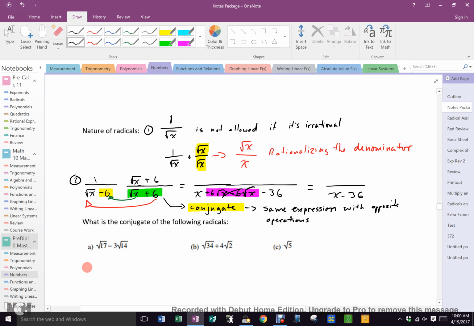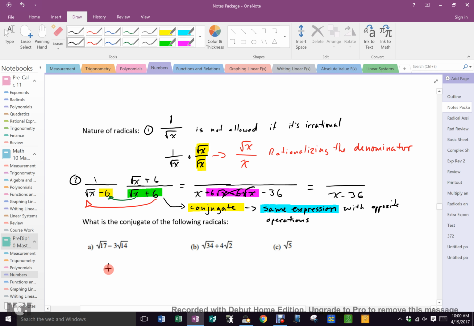What's the first term? I'll highlight again. Same expression with opposite operations. What's the first term of the conjugate going to be here? No, the operation in the middle is going to be positive. What is the first term of the conjugate going to be?